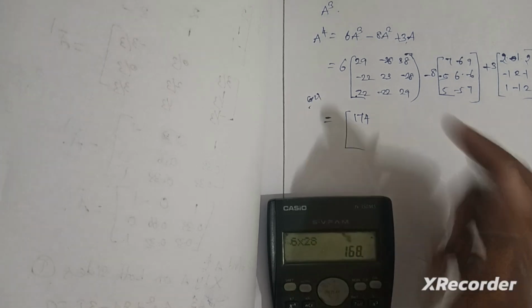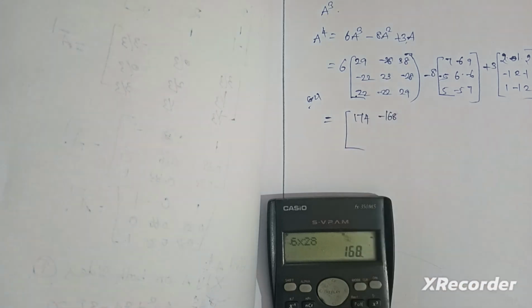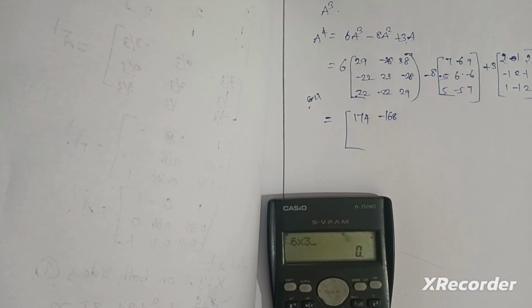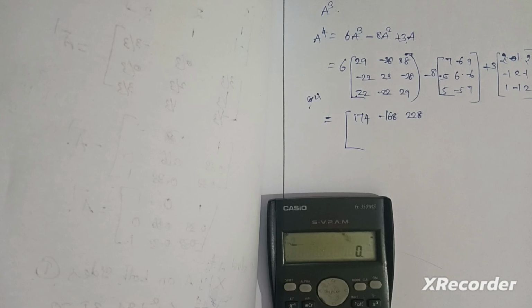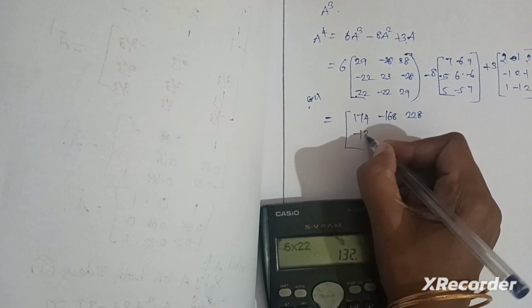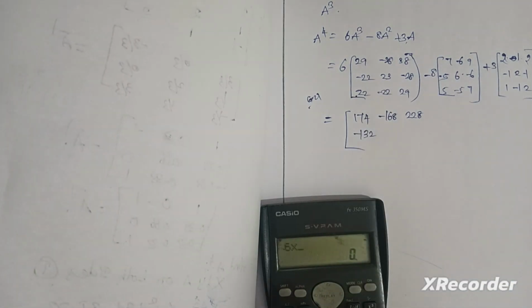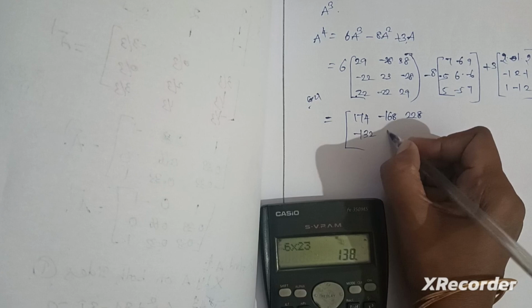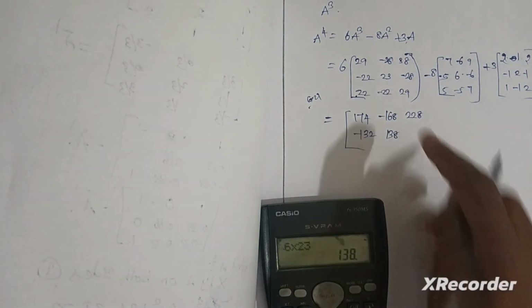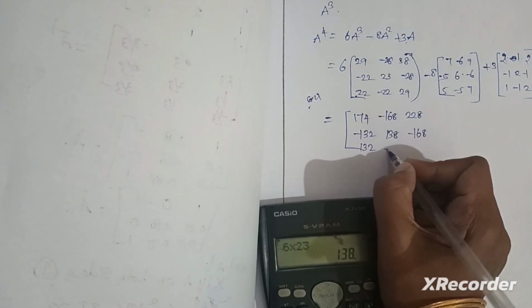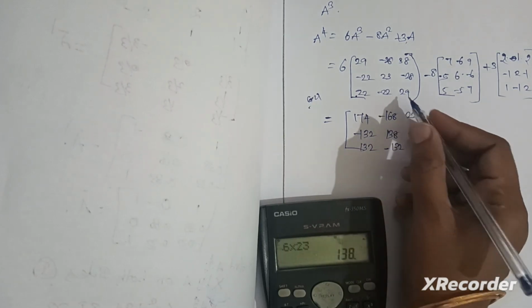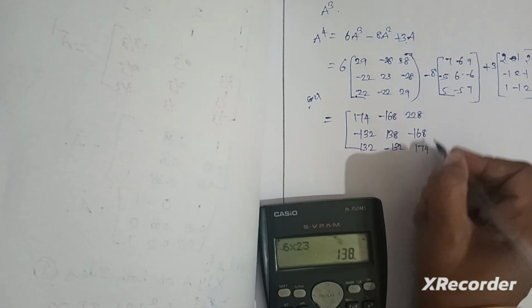28, minus 168. Next 6 into 38, 228. Next 6 into 22, minus 132. Next 6 into 23, 138. Next 28, already we found that, 168. 22, already found, 132. 23, already found, 132. 29, already found, 174.